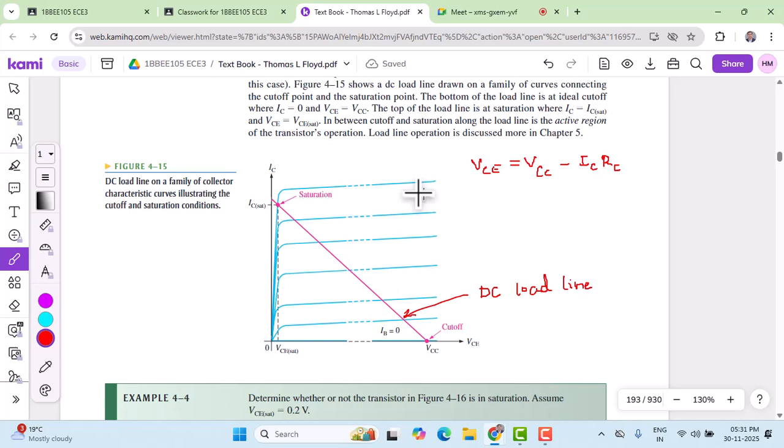So that's about the maximum power dissipation curve, and the values tabulated here show that the product of VCE and IC should not cross 500 milliwatt. That is the maximum power dissipation defined by the manufacturer.